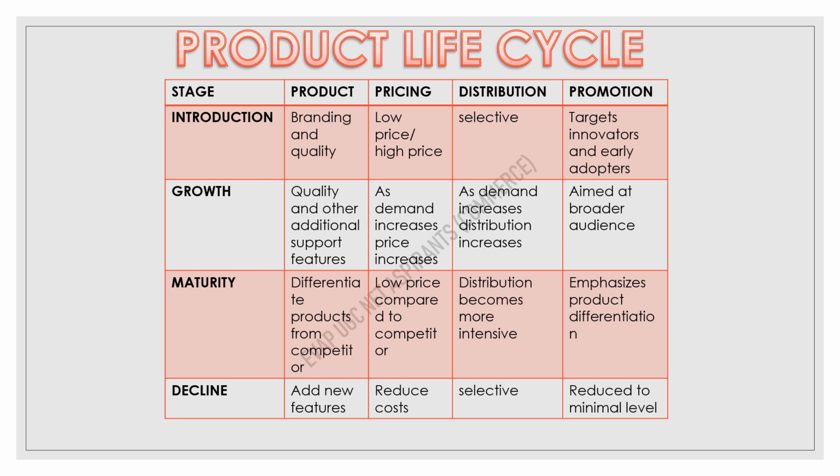In decline stage, new features are added to the product. Then it reduces the cost in case of pricing in decline stage. Again, selective distribution is used in decline stage. Then promotional techniques are reduced to a minimal level. It is always better to reduce the promotional techniques to a minimal level in decline stage. So these are the various stages of product life cycle and how they impact the various aspects like product, pricing, distribution, and promotion.